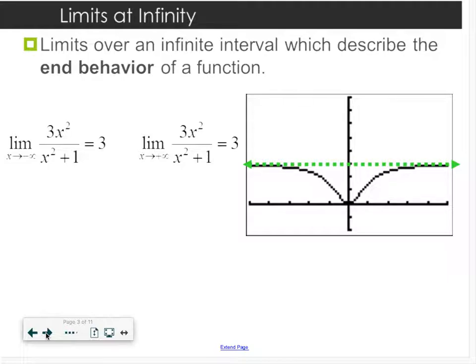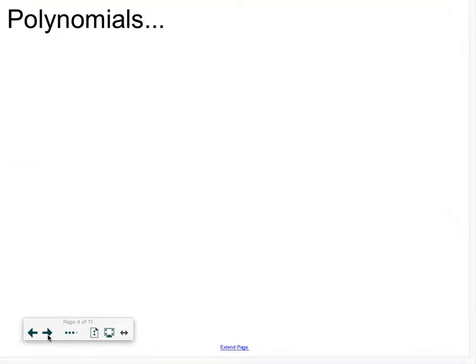Okay, what I'm going to have you do while I get her situated, I want you to talk about what you can remember about polynomials and what their ending behavior is. Do they fall? Do they rise to the right or to the left? How do you know? What do you remember?